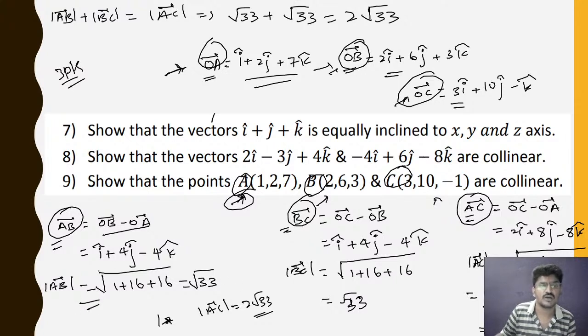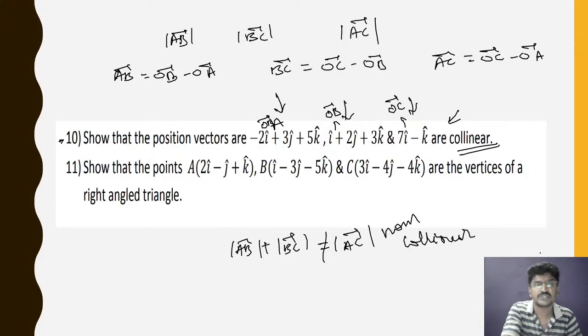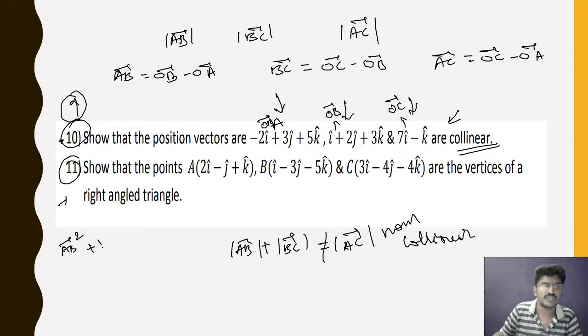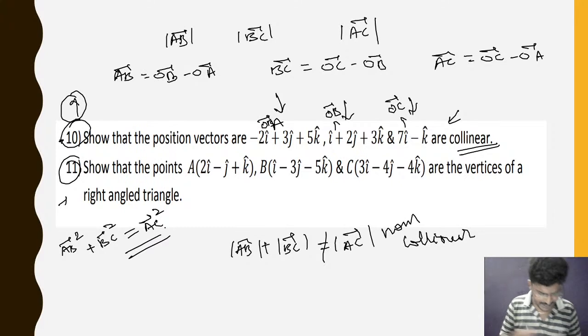So here 1 square is 1, 4 square is 16, minus 4 square is 16. 2 square is 4, 8 square is 64, minus 8 square is 64. So you just simplify it, you will get the answer. Clear? Okay, my dear students. So the 10th problem is similar to the 9th problem. And for the 11th problem, AB square plus BC square must be equal to AC square. Let us see in the next class.